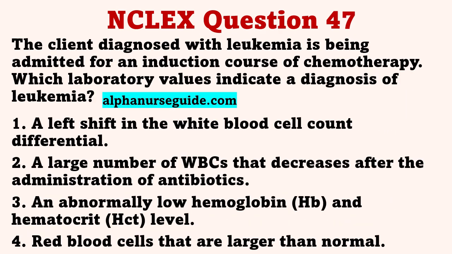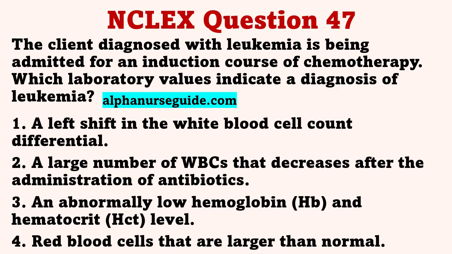The client diagnosed with leukemia is being admitted for an induction course of chemotherapy. Which laboratory values indicate a diagnosis of leukemia? 1. A left shift in the white blood cell count differential. 2. A large number of WBCs that decreases after the administration of antibiotics. 3. An abnormally low hemoglobin and hematocrit level. 4. Red blood cells that are larger than normal.